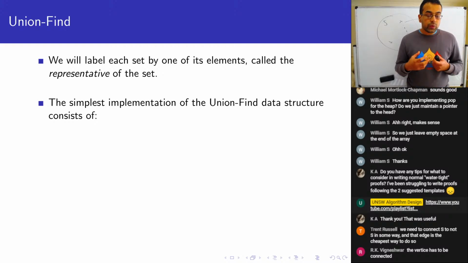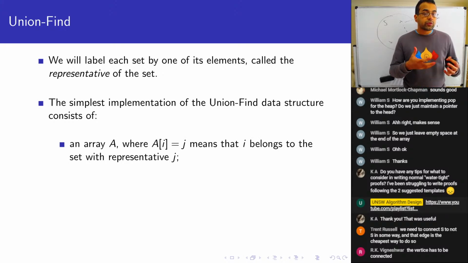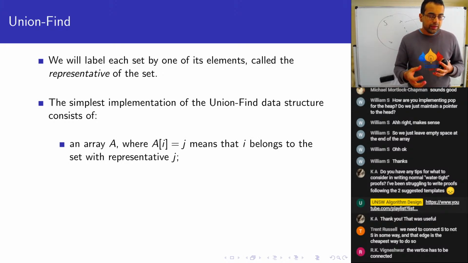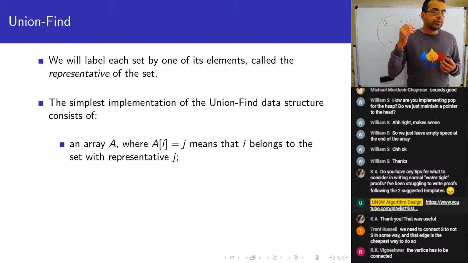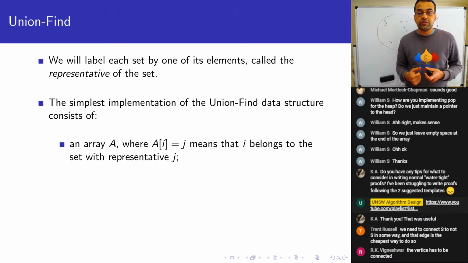So the way we will talk about implementing union find is as follows. We have three arrays. The first array A is the label array. This means that every entry of that array records A[I] equals J, which means J is the label of I. In other words, element I belongs to whichever set has representative J.